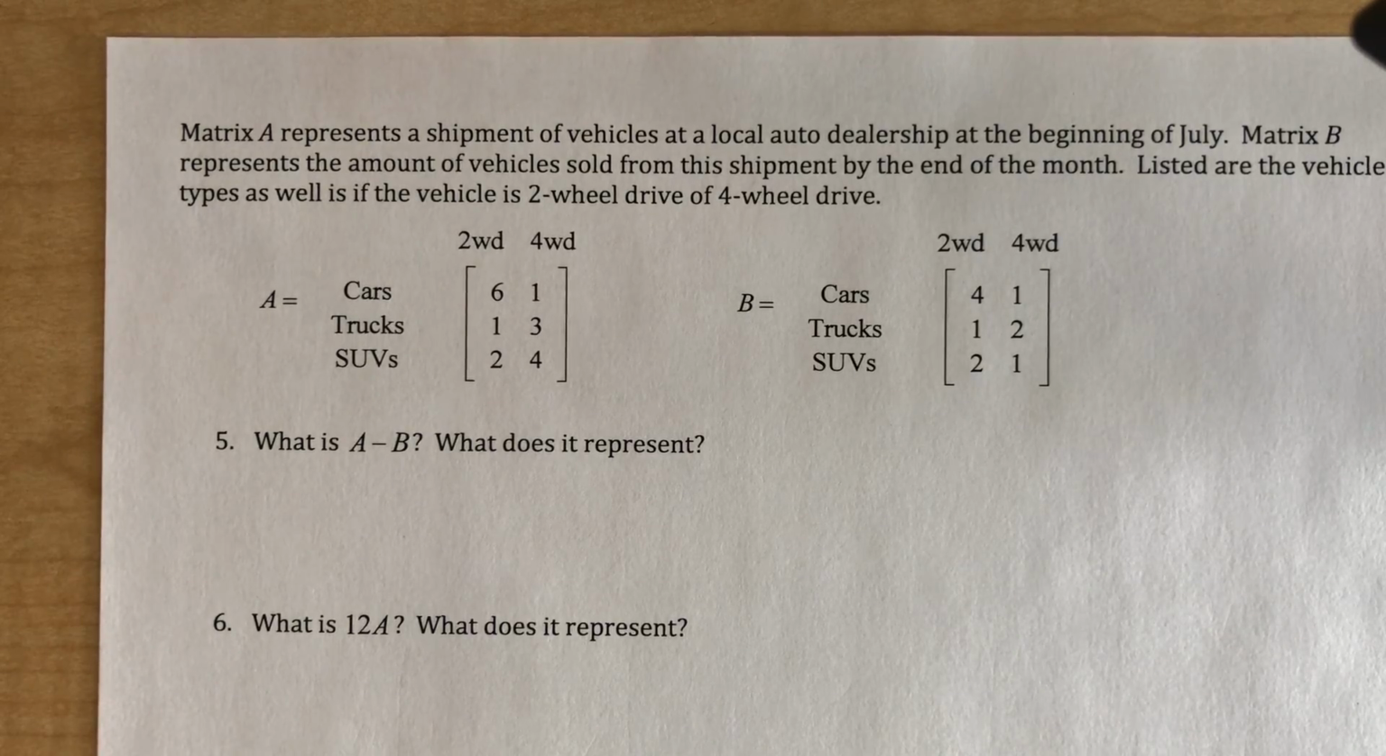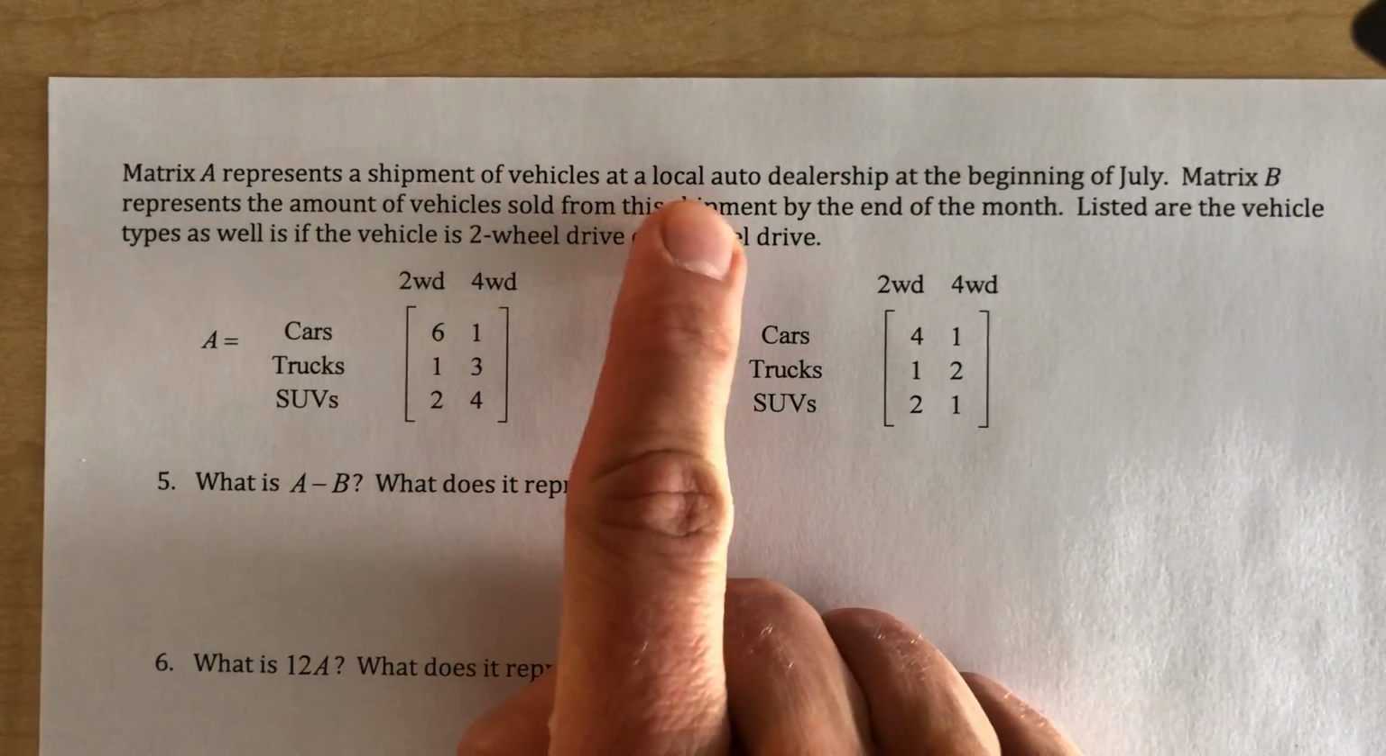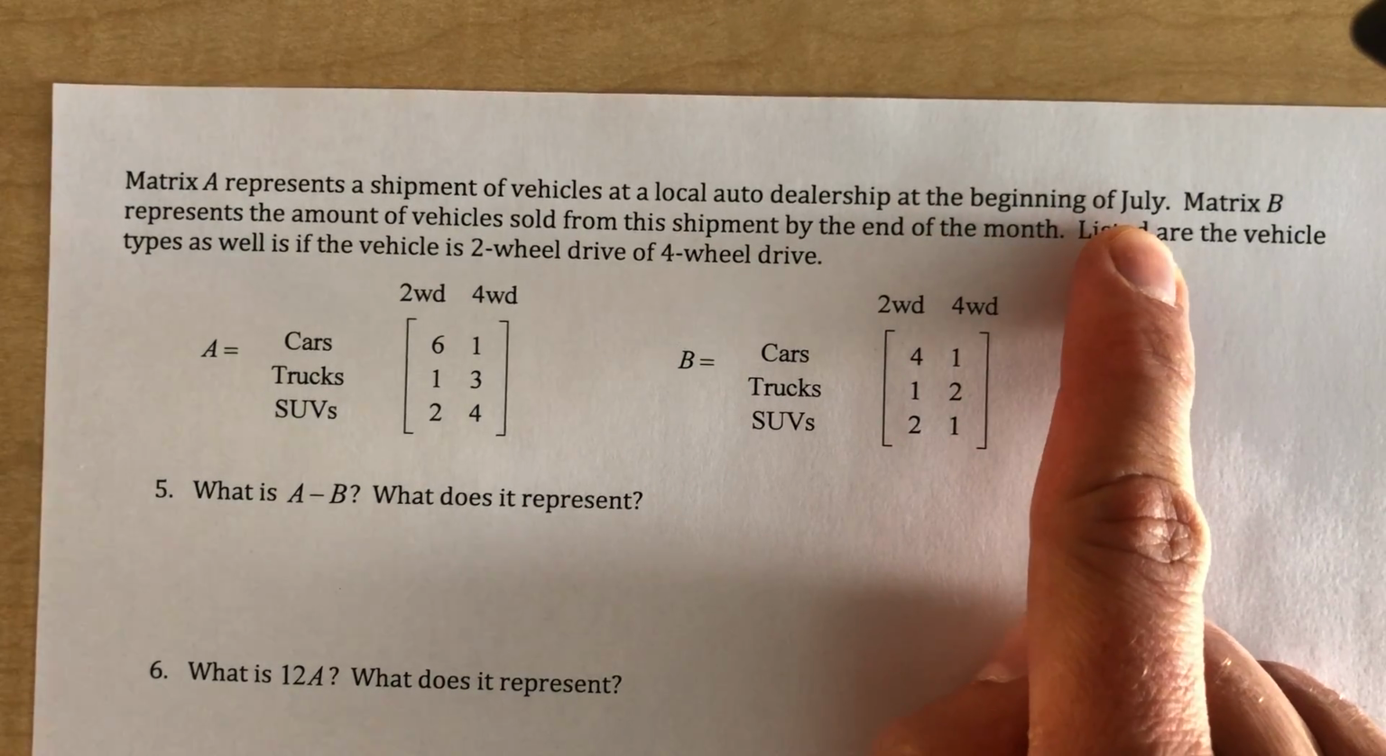Okay, this one is not really harder. It's actually just putting things in a slightly different context. So let's read it very carefully. Make sure we understand what the matrices represent, because they represent something. Matrix A represents the shipment of vehicles at a local auto dealership at the beginning of July. I'm going to just stop right there.